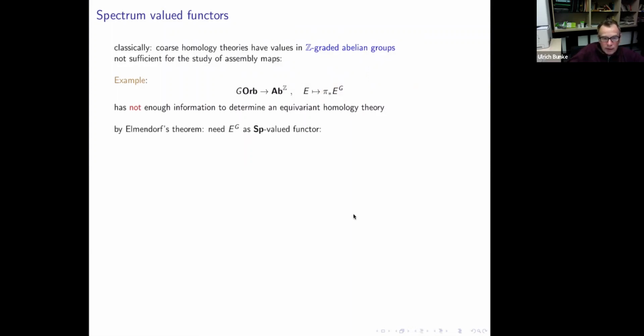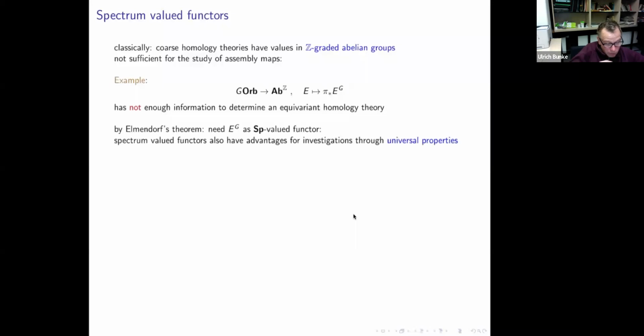But now the problem is that constructing spectrum valued functors is much more complicated than constructing group valued functors. For instance, in the classical construction of coarse K-homology, in order to show it's well defined, we have different choices of these representations and we do some homotopies. All this is difficult to work with by spectrum valued functors. I will explain how we solve this problem in a minute.